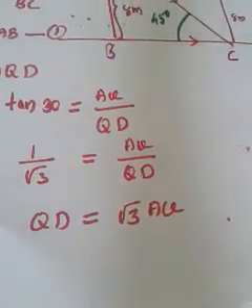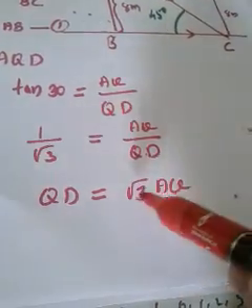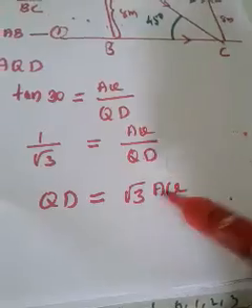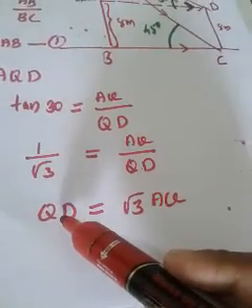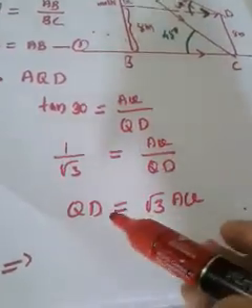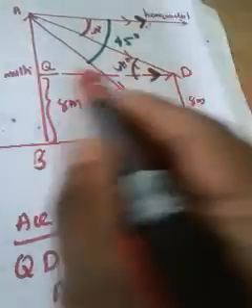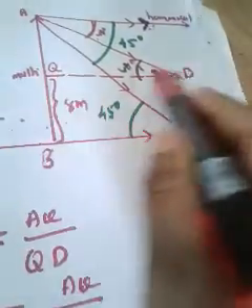So the first equation we got as BC by AB, and the second came as QD is equal to root 3 AQ. We cannot do anything, because how many unknowns are there? QD is the first unknown and AQ is the second unknown. So I'm going to make some modification. See, what is QD? This is QD, no?